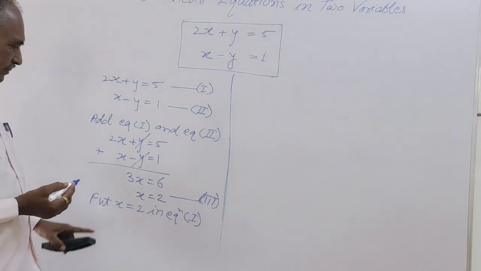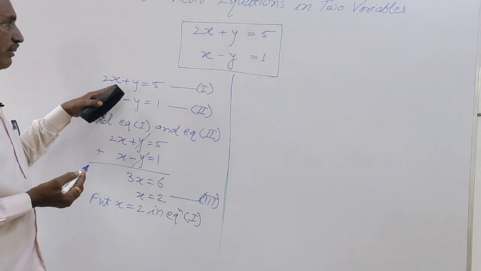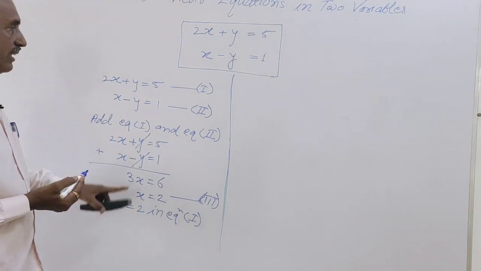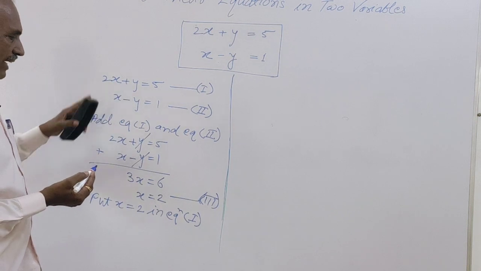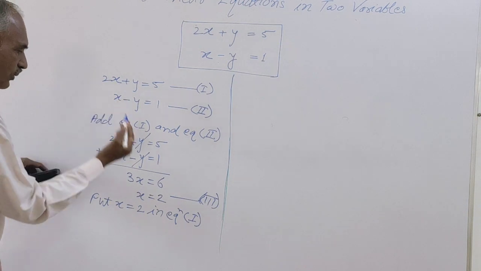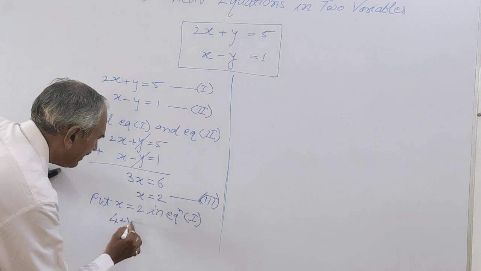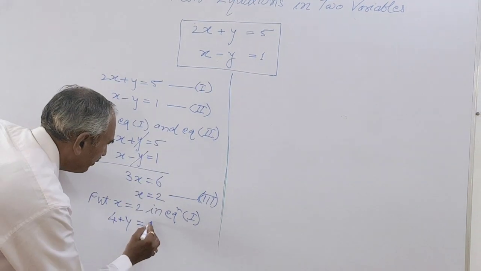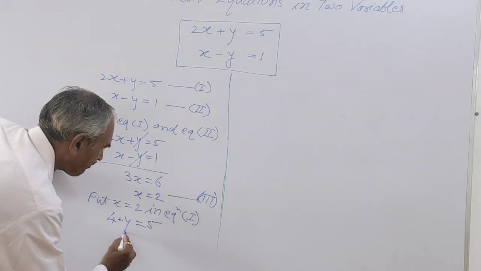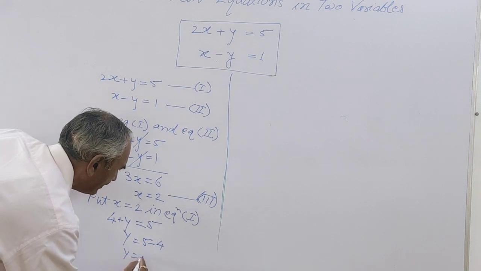What am I going to do? I am putting the value of x, which is 2, in equation number 1. If I put this value of x in equation 1, I get 2 into 2, 2x means 2 into 2 is 4, 4 plus y becomes 5, and when I transfer this 4 to that side, y is equal to 5 minus 4, and y is equal to 1.